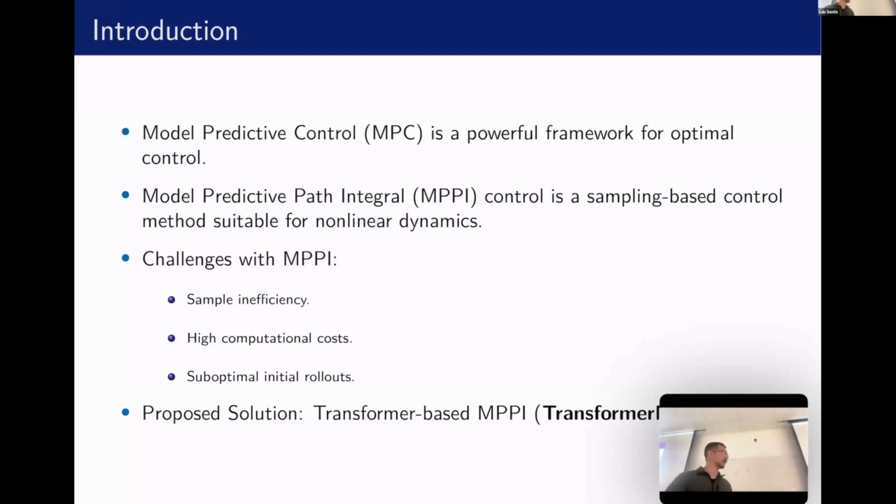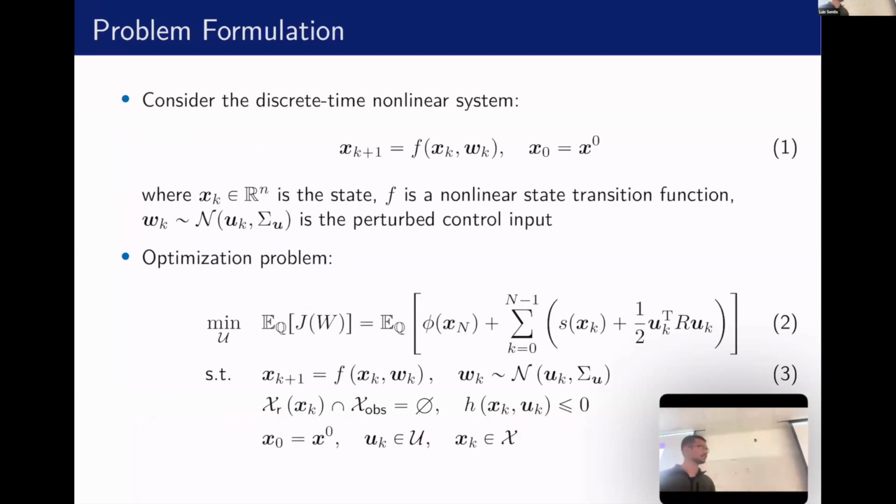But the main challenge with MPPI is sample efficiency. Usually we need a large number of sample trajectories so that we can get an optimal control sequence. Second, because we have a large number of samples, the computational cost is high. Finally, the optimal solution depends on the mean. So if you have a more informed mean, then you can be sample efficient. So what we are proposing here is to use transformers to get an informed mean initialization for this MPPI.